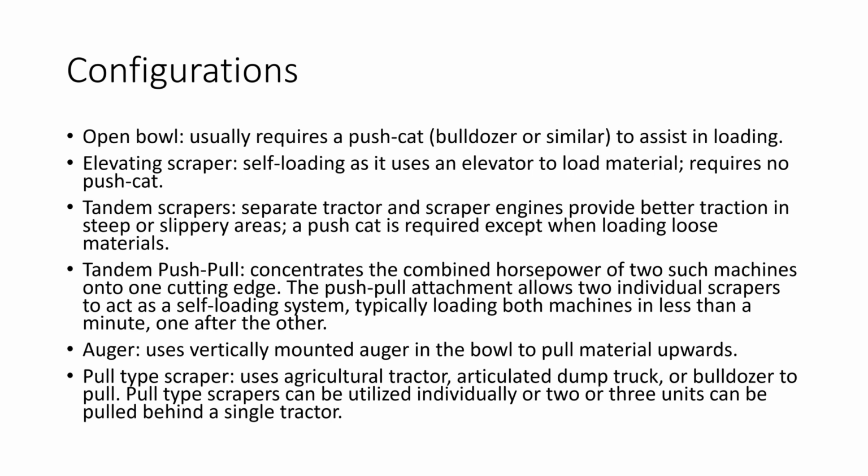So these are our types: an open bowl, which requires a pushcat, a tandem scraper, which probably requires a pushcat, tandem push-pull scrapers, which do not require pushcats, but the vehicle has to operate as a pusher, and then self-loading, elevating, and auger scrapers. And sometimes the scrapers do not have a tractor and are towed by a tractor. So that gives us our general overview. Now we're going to go into each one of them in a little bit more depth.